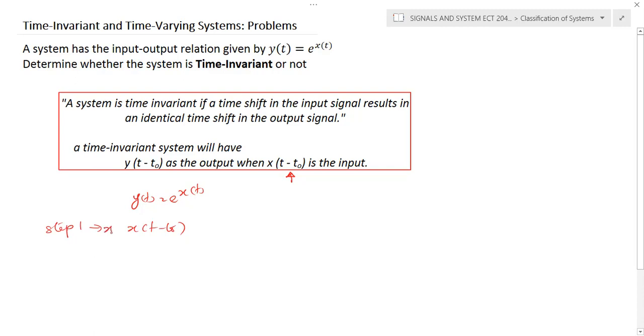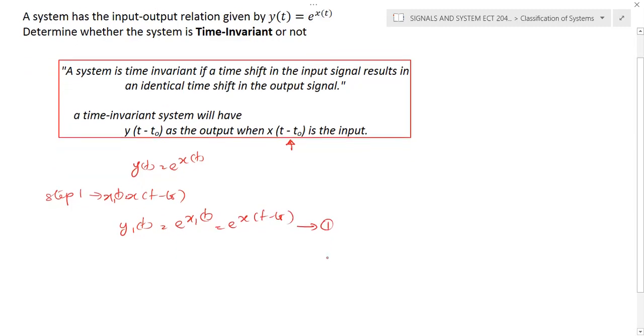Assume that x1 of t be the input, and x1 of t means a shifted version of the input signal. So that is x of t minus t0, and the corresponding output is y1 of t. Then you can write e raised to x1 of t. In place of x1 of t, you can write x of t minus t0, because x1 of t is the shifted version of the input signal. So this is equation number 1.